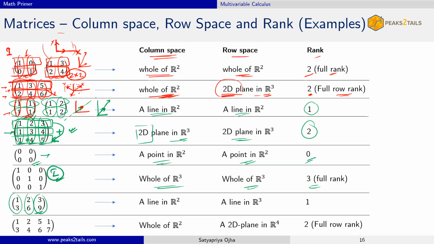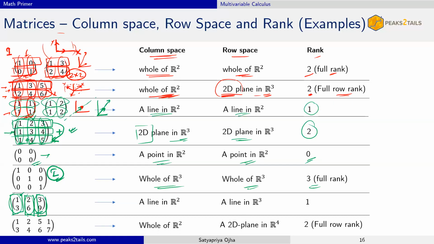It's 1. That's correct. Because using 1, 3, I can generate 2, 6. Just multiply by 2. And 3, 9. Multiply by 3. So there is only one fundamental vector, and others are just replicas, scaled versions of that, right? So really speaking, there is only one vector.